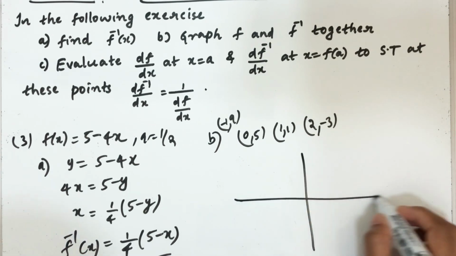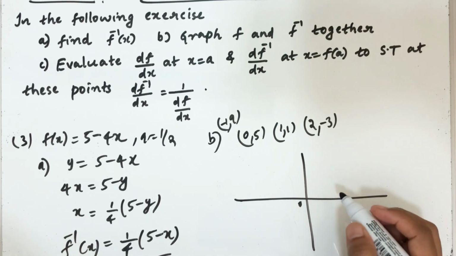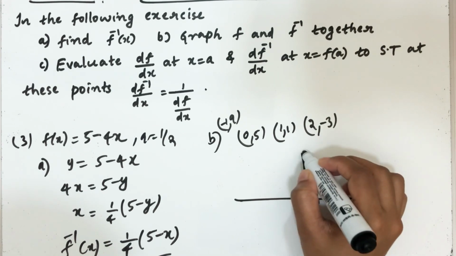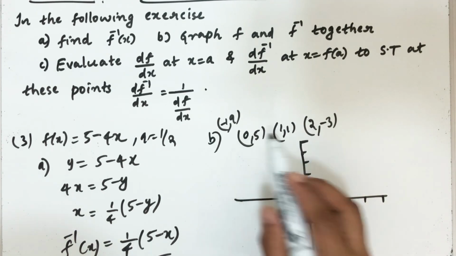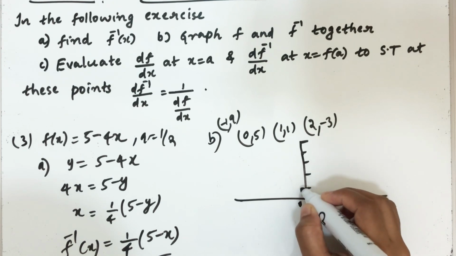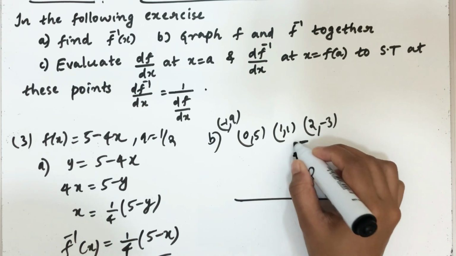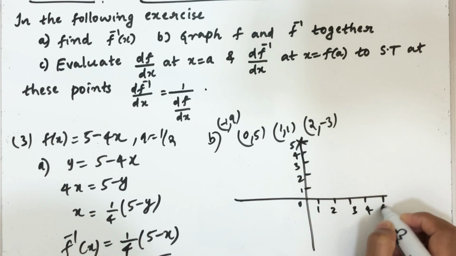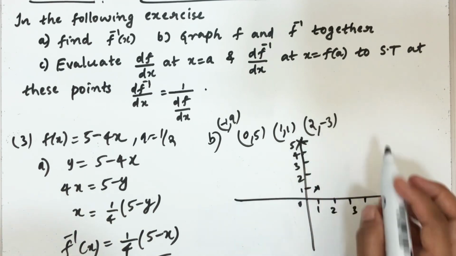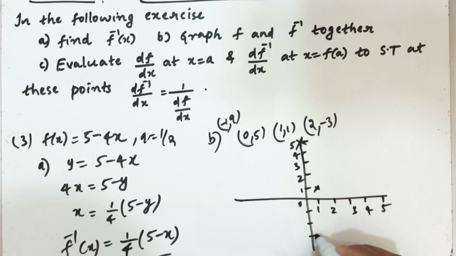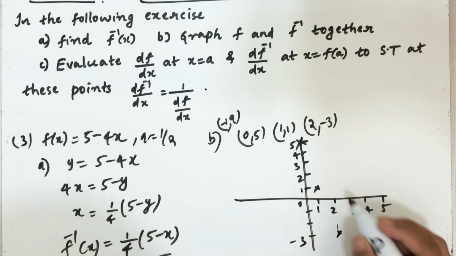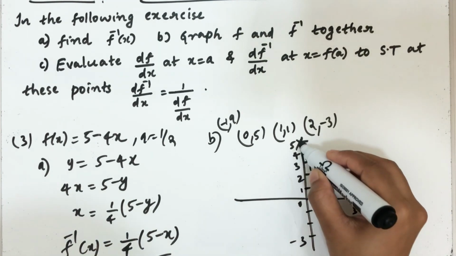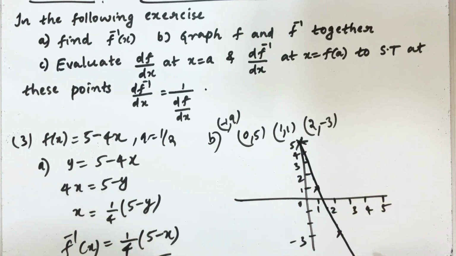So the graph is: 0, 1, 2, 3, 4, 5. (0, 5), (1, 1), (2, -3). So you can draw the graph like this. This is the graph of f.